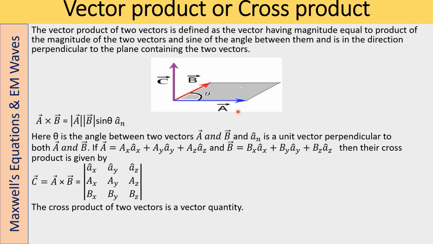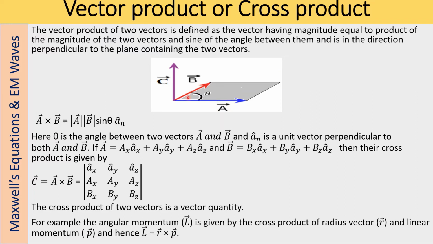Actually, this A cross B has a magnitude equal to the area of the parallelogram constructed by both these vectors A and B, and its direction is perpendicular to both A and B, which is given by the right hand rule. The example for the vector product is the angular momentum, which is given by the cross product of the radius vector r and the linear momentum p. Hence L is equal to r cross p.